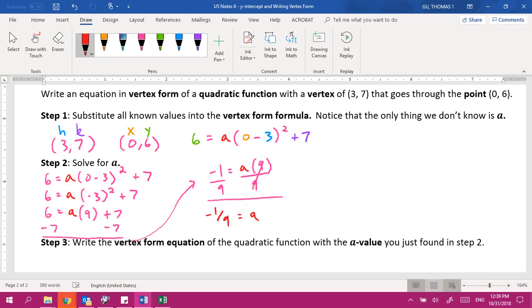So we always want to get a into the most reduced fraction form, right? This is already simplified as much as it can be. But if you had like 5/10, that's 1/2, right? So you want to reduce it as much as possible. And so that's all the hard work right there. We found a, and now we can write our vertex form equation.